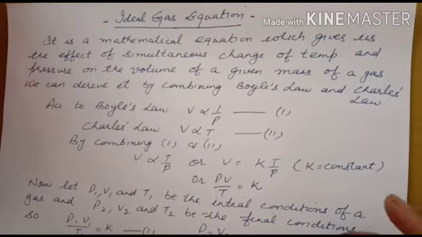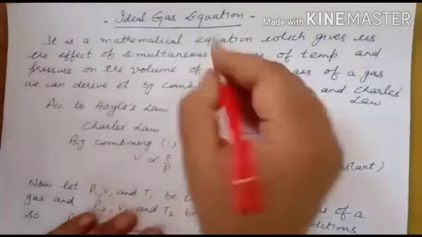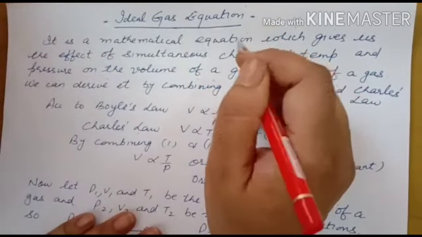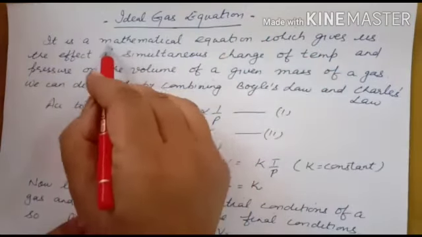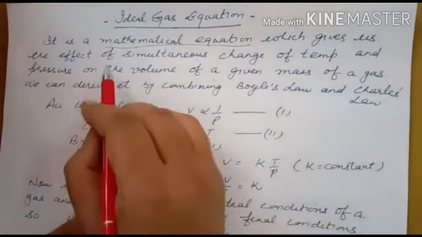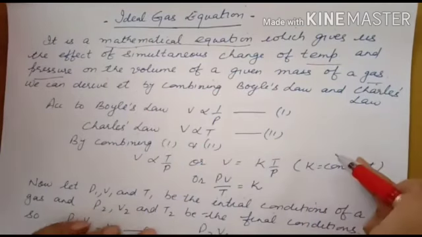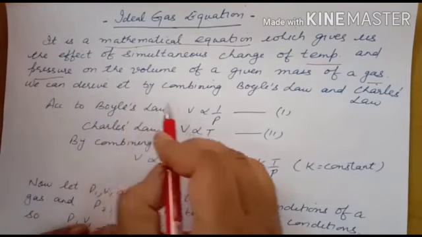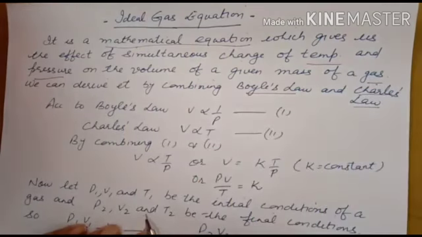Hello students, after discussing Boyle's law and Charles' law, today let me discuss the ideal gas equation. Now what is the ideal gas equation? It is a mathematical equation which gives us the effect of simultaneous change in temperature and pressure on the volume of a given mass of a gas. We can derive it by combining Boyle's law and Charles' law.